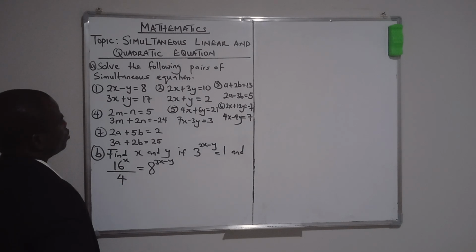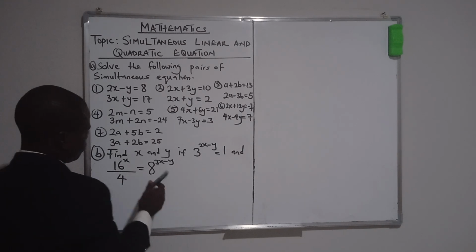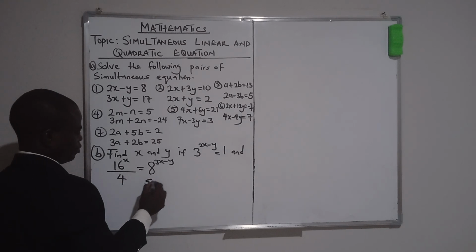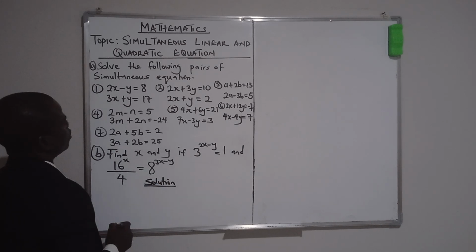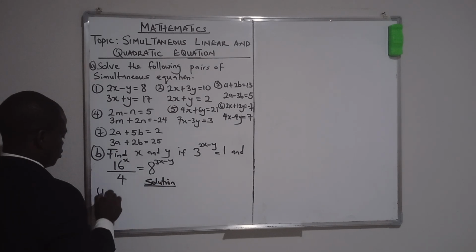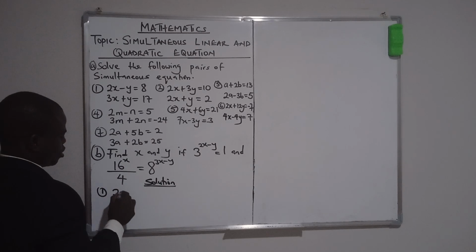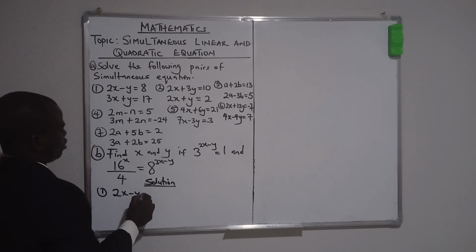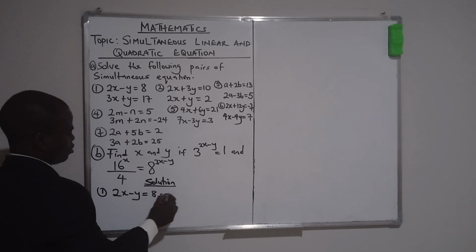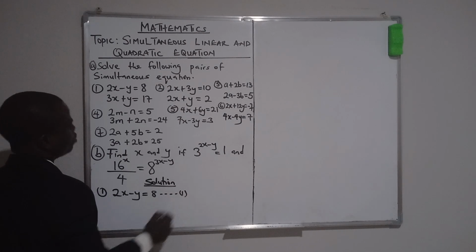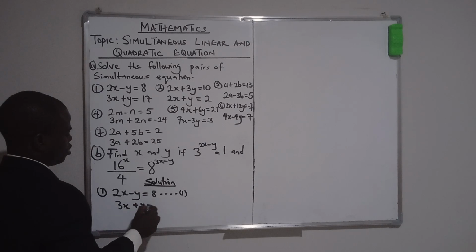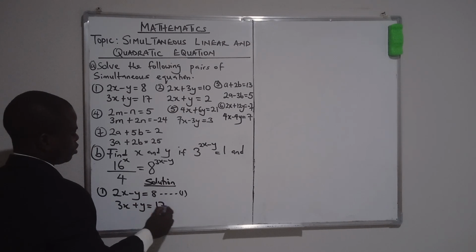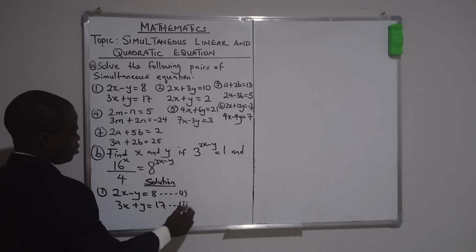The first question goes thus. Number 1: 2x minus y equals 8. That's equation 1. 3x plus y equals 17. Equation 2.